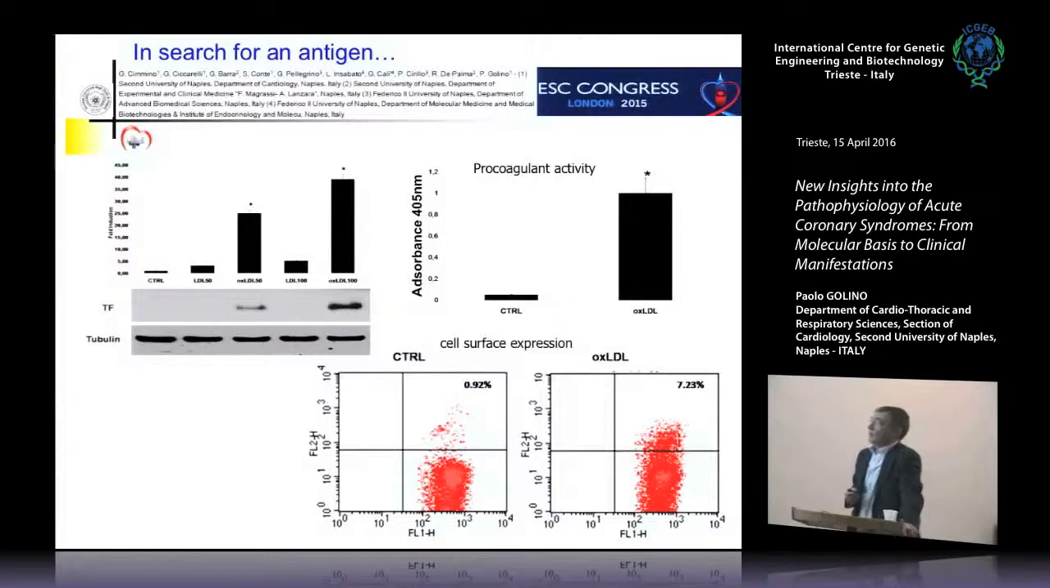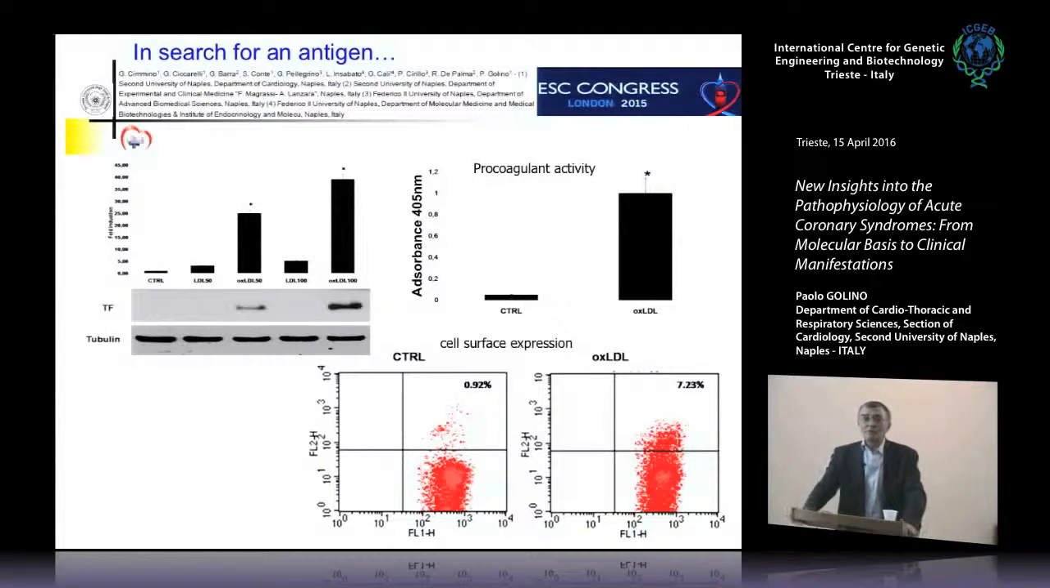Okay, we are almost about to finish. Another $1 million question could be, okay, you have convinced us the immune system activates within the coronary plaque, but what is the antigen responsible for the activation of the T cells?